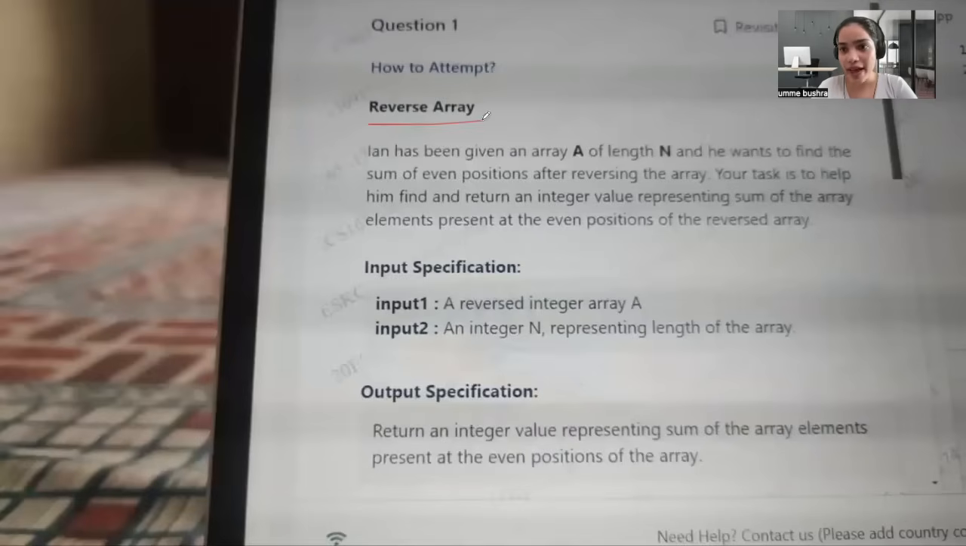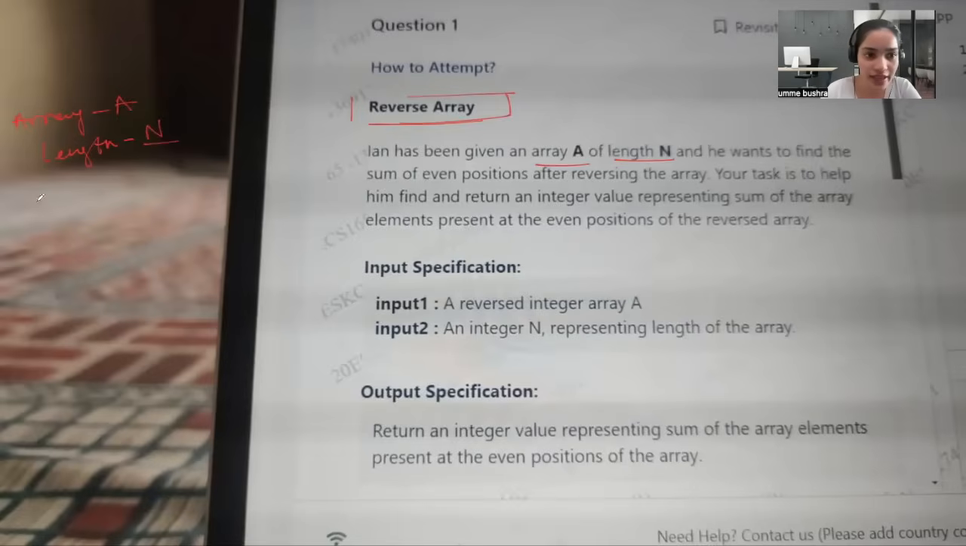It says reverse array. So we have a reverse array, okay? This is the task technically. So Lan has been given an array A, and the length of the array, which means the number of elements present in the array, is going to be n. He wants you to find the sum of even positions after reversing the array.